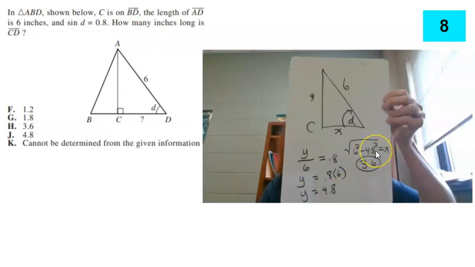And since y is 4.8 and the hypotenuse is 6, I can use the Pythagorean theorem to find the missing leg, which is x. So the answer was 3.6.